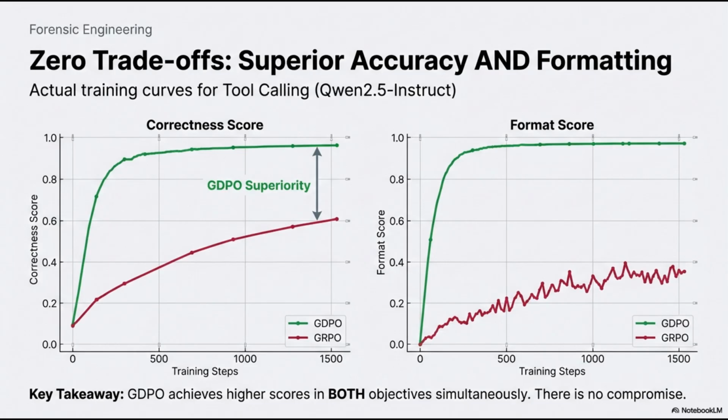Key takeaway: GDPO achieves higher scores in both objectives simultaneously. There is no compromise, no trade-off. Better accuracy and better formatting. That's what happens when you fix the math.